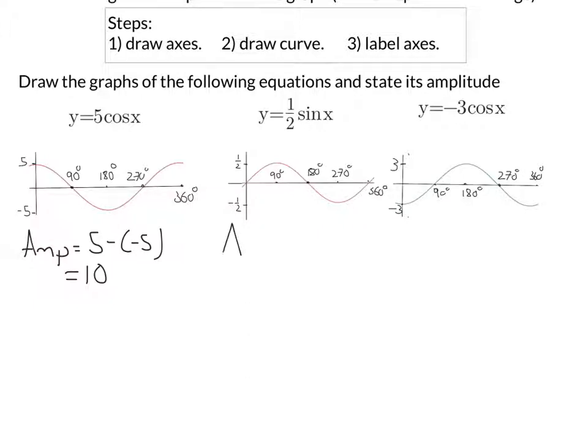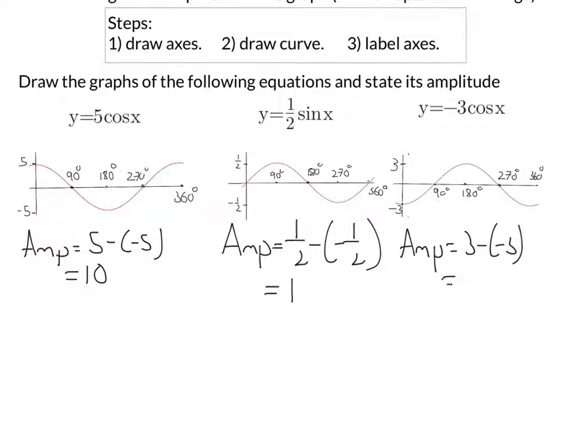For the second one, it goes between a half and -half. So half take away -half is a half add a half. So the amplitude is 1. And for the last one here, it goes between 3 and -3, so the amplitude is 6.